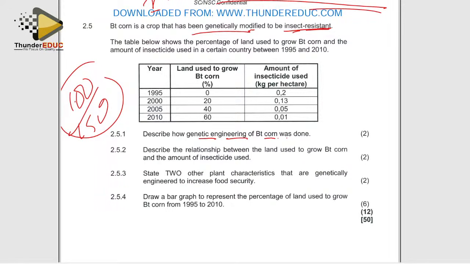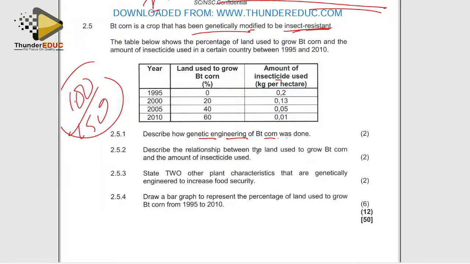So in this case, they took a gene from a plant which is resistant to those insects, and then they inserted it into this Bt corn. Therefore the Bt corn also became resistant, and then they kept on reducing the amount of insecticide they were using. Remember, insecticides kill the insects. Yes, so that's how it became more resistant.